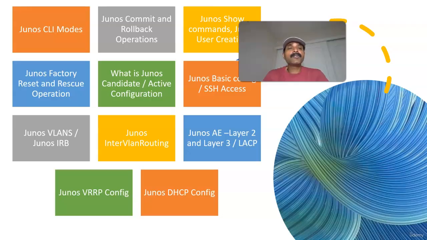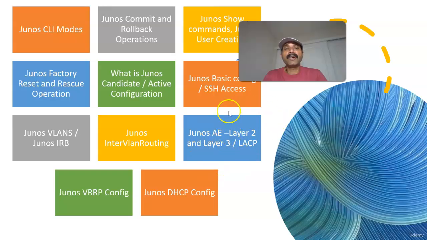Also the factory reset, how we can reset to the default settings using factory reset mode. We should also know the difference between the Junos candidate and active configuration, SSH access, how to create VLANs, and how to configure inter-VLAN routing. And then the aggregated interface.